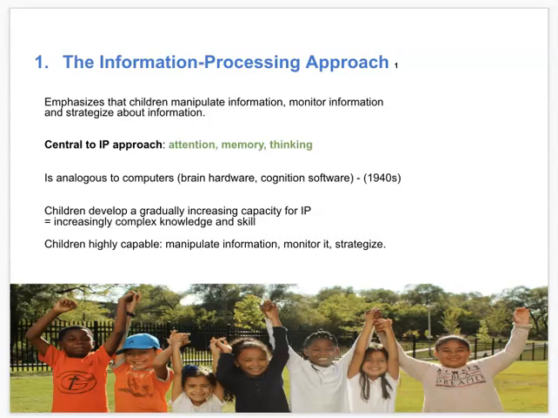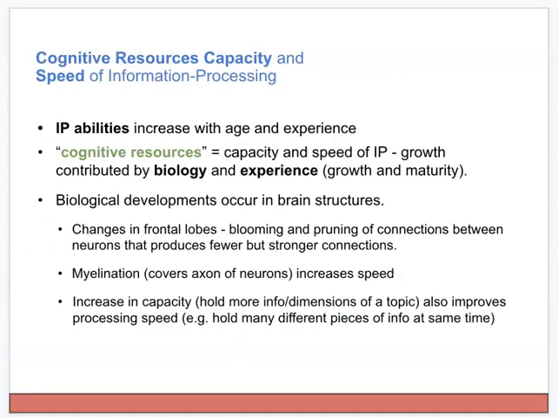So as children grow up, their abilities within information processing get more and more complex, and they get faster and faster. Children are highly capable of manipulating information, monitoring information, and then strategizing ways of doing things for the next time they learn something based on what they learned this time. And that will all make sense as we go through.